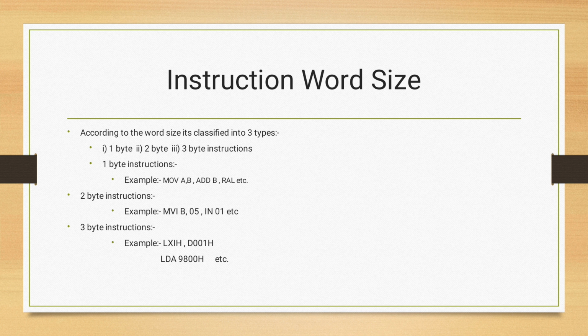For LDA the code is 3A. The first byte 3A is the opcode for the instruction LDA, and the address location is also divided into 2 parts, one for LSB and another for MSB. The second byte 00 is the LSB address of the memory location, and the third byte 98 is the 8 MSBs of the address of memory location 9800H. So all of these come under the 3 byte instructions. Okay, thank you.